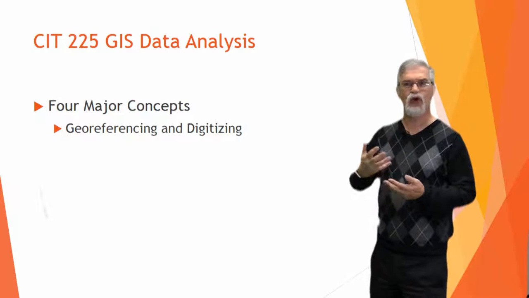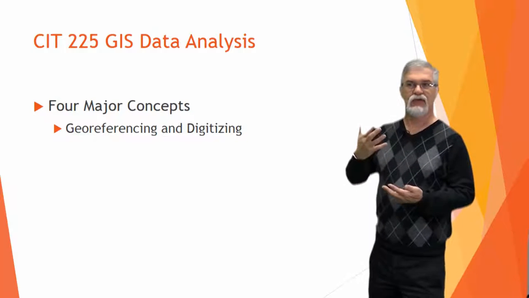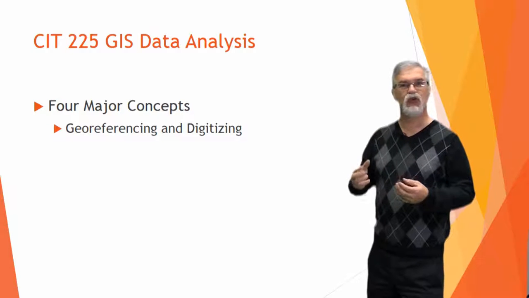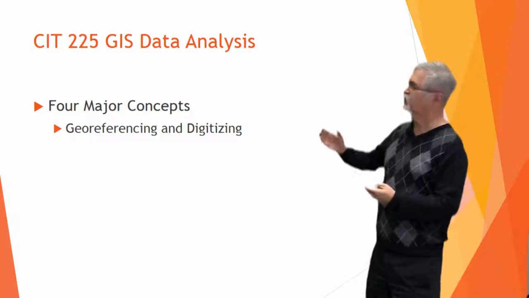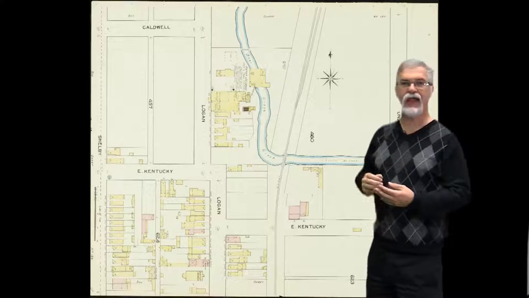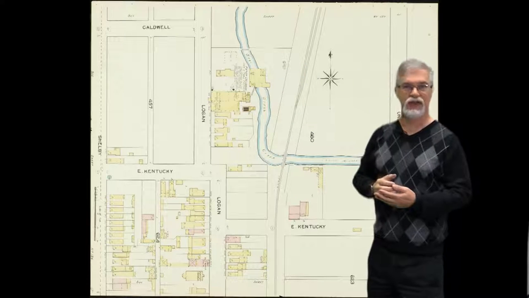So in this course, we're going to go over four major concepts. We're going to go over what's known as georeferencing and digitizing. Georeferencing is the ability to take a map, scan that map, and then put that map onto the Earth's grid.